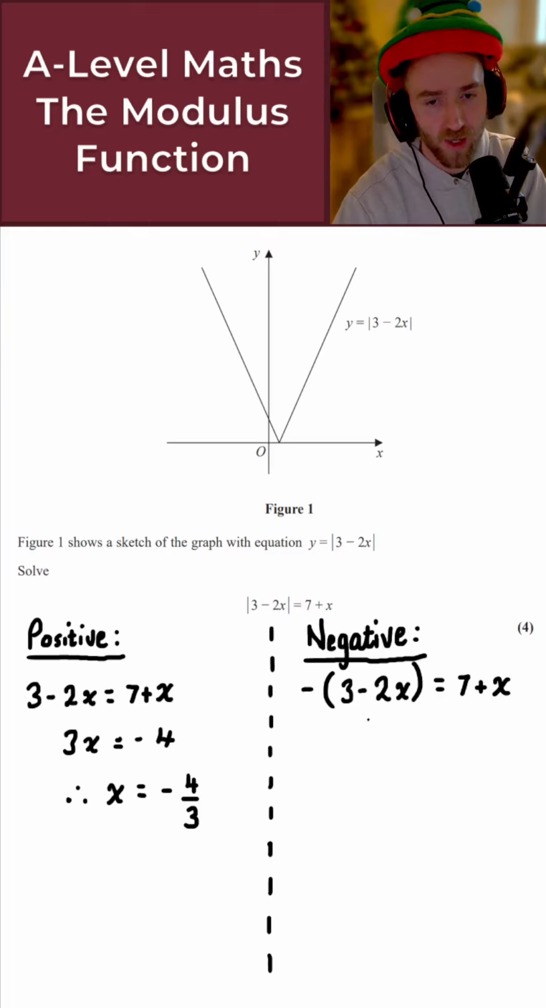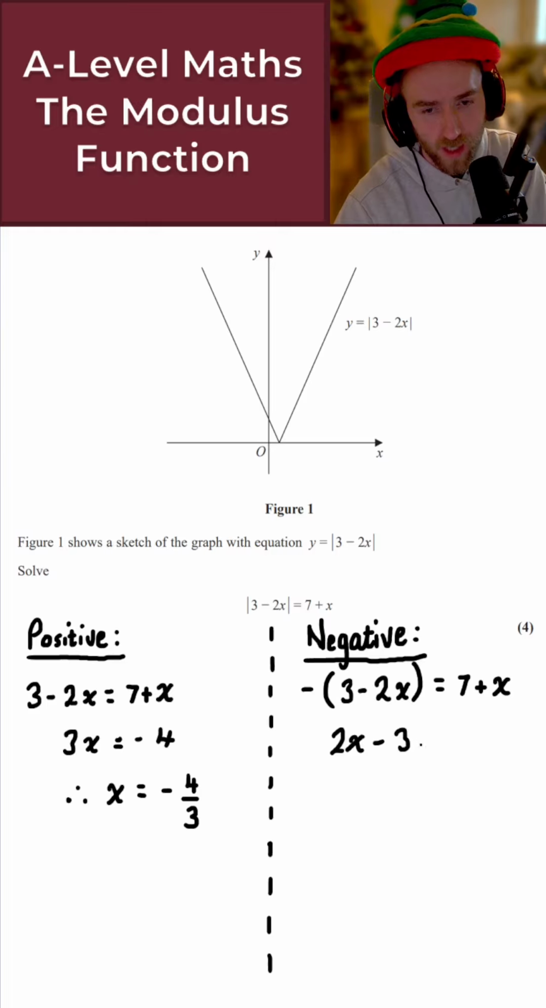And again, at this point, just solve this straightforward linear equation. It's a little bit more complicated than the last one, but again, this is all pretty straightforward. So what I'm going to do is just expand with the minus 1 on the outside. So I get 2x minus 3 is equal to 7 plus x.